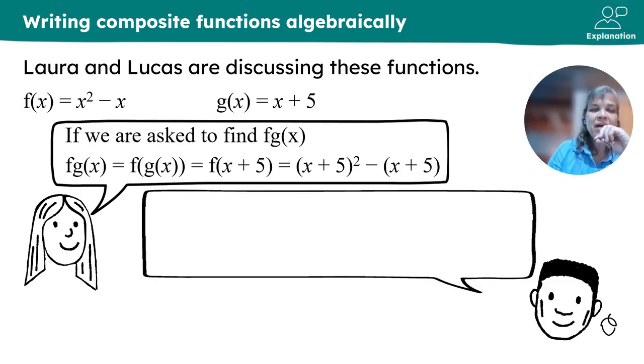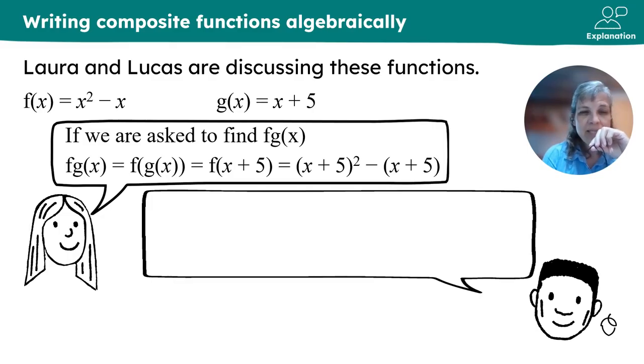Okay, what if we have functions that are a little bit more complicated? Here we have Laura and Lucas again discussing 2 other functions. We have f of x, which is x squared minus x, and we have g of x, which is x plus 5. What do we do if we're asked to find fg of x? How can we make it a little bit simpler?